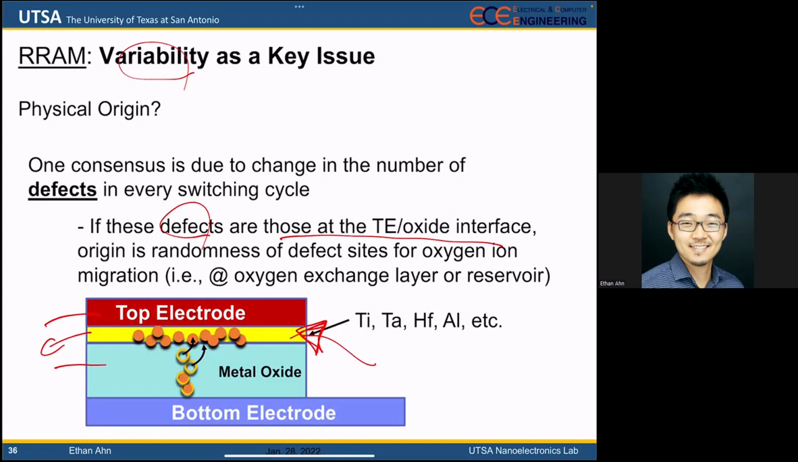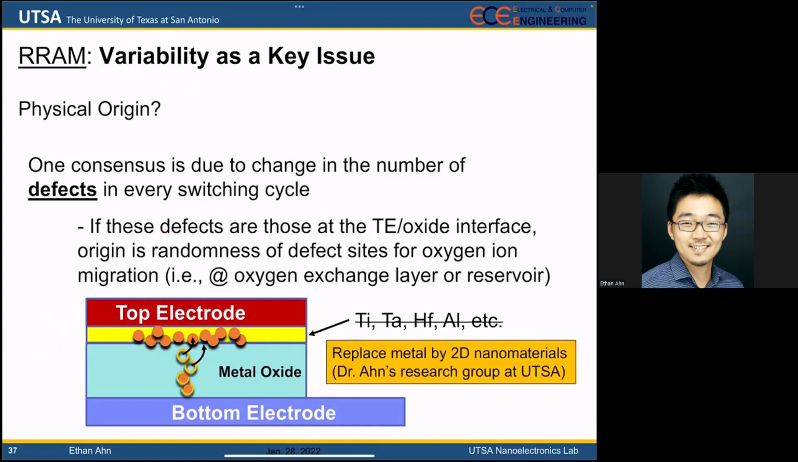And I'm doing some research on, for example, how we can engineer this interface better, so that in each cycle we can have the same amount of oxygen vacancies and all that. My idea is, unlike some other research groups who are trying to use transition metal elements here, which can be easily oxidized, for example titanium, tantalum, hafnium, aluminum, I'm doing research to use 2D nanomaterials like graphene to replace those metals.